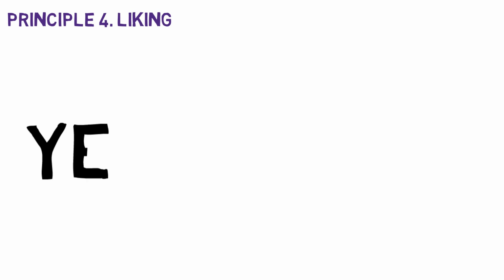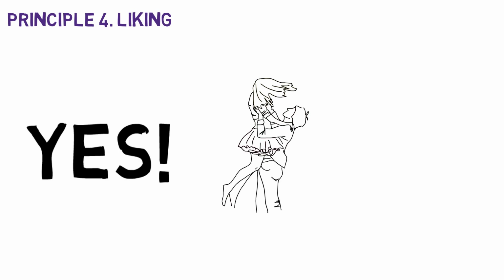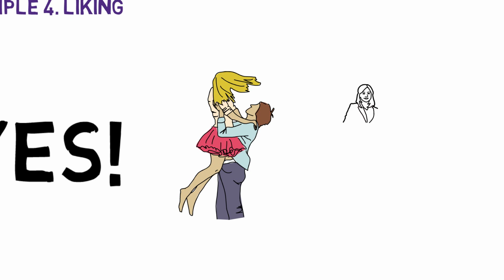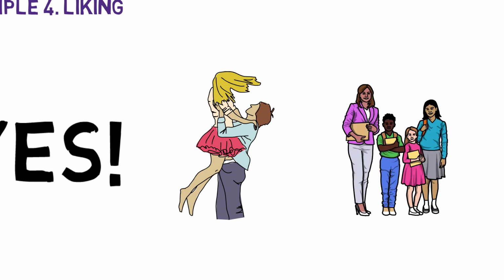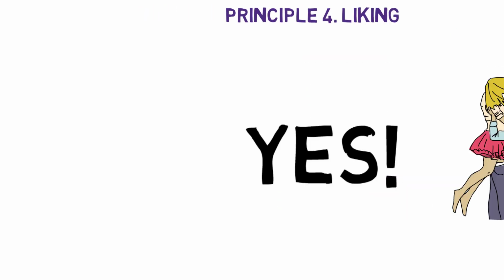Principle 4. Liking. The fourth weapon means that we prefer to say yes to the requests of people we know and like. There are various factors that cause one person to like another person: physical attractiveness, similarities, compliments, and many more. Some studies have shown that attractive people have an easier time persuading others. For example, teachers think attractive kids are more intelligent than unattractive ones. Similarity means we like people who act and think like us. We also love getting compliments.